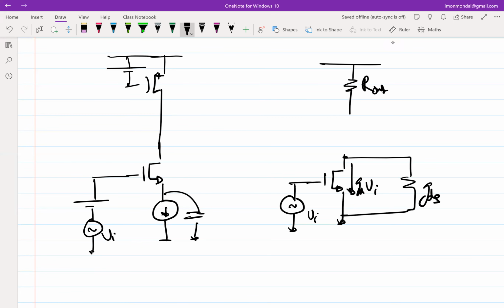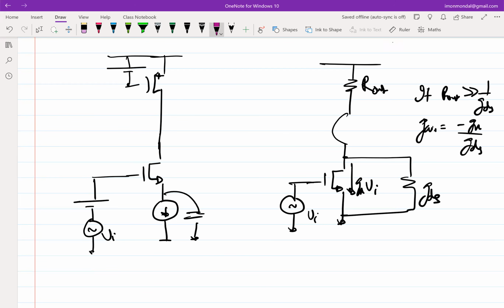Okay, so now the question is, we are trying to maximize the gain that we can get from this structure, and we see that if I connect these two directly, the gain will be minus GM Vi R out parallel RDS. Okay, so what is the root cause? The root cause is if I assume that R out is much higher than 1 over GDS, then essentially your gain is minus GM over GDS.